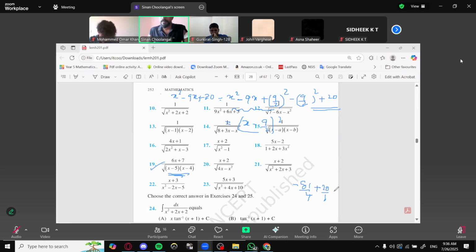Here there is no 4, so multiply by 4, divided by 4. 4 20s are 80. 80 minus 81 will be negative 1 by 4. So that can be written as negative 1 by 2 the whole square. So the completing square part is completed. So keep it safe in your custody.